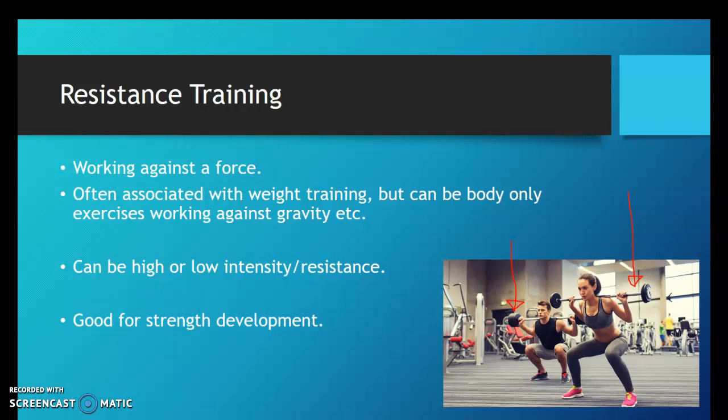You can also use things like resistance bands or your own body weight. So if you think about when you do a push-up, you've got to push your whole body off the floor. So you're essentially moving your weight every time.